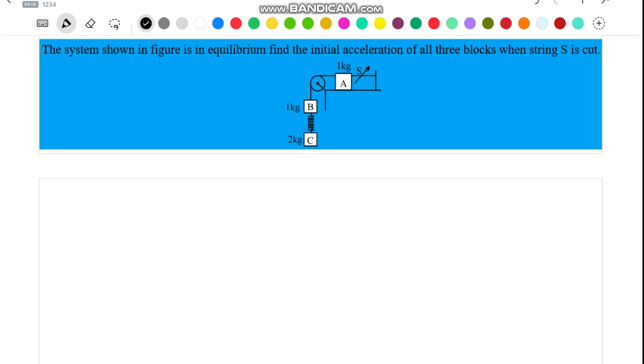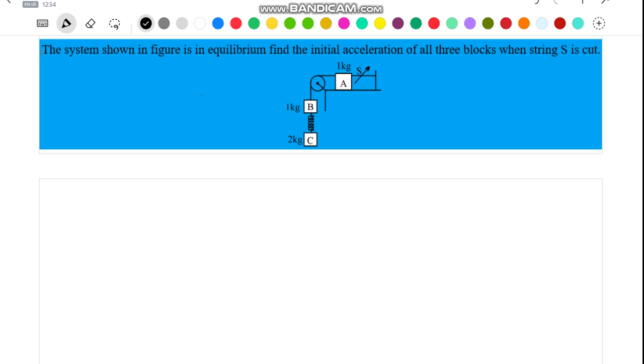Hello friends, let us discuss a problem on laws of motion in this video. The system shown in the figure is initially in equilibrium and we have to find the initial acceleration of all the three blocks, that is the two blocks A and B of mass 1 kg each and the third block C of mass 2 kg when the string S is suddenly cut.